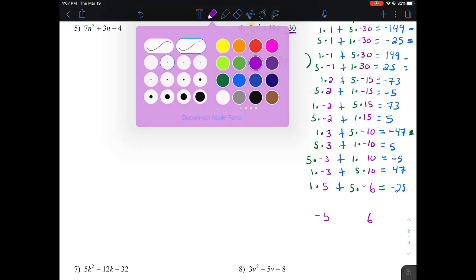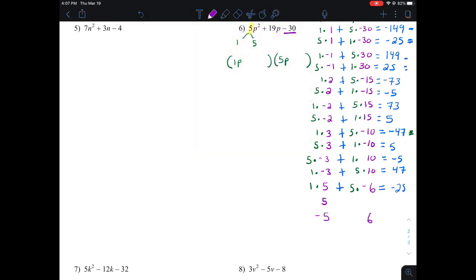Let's change the order. So 5 and negative 6. Let's multiply the 5 by 5, the negative 6 by 1. Let's add them together, cross our fingers, and hope we found it. 5 times 5 is 25. 1 times negative 6 is negative 6. 25 plus negative 6 makes positive 19. I found it.